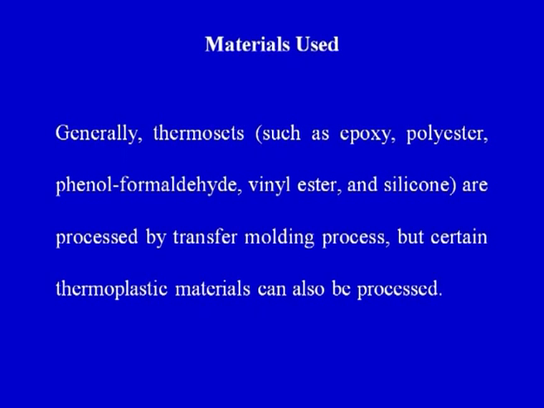Now what are the materials that can be used? Very quickly we will see that the materials that can be used for transfer molding are different types of thermosets such as epoxy, polyester, phenol formaldehyde, vinyl ester and silicones, and these can be processed by the transfer molding process, but certain thermoplastic materials can also be processed.